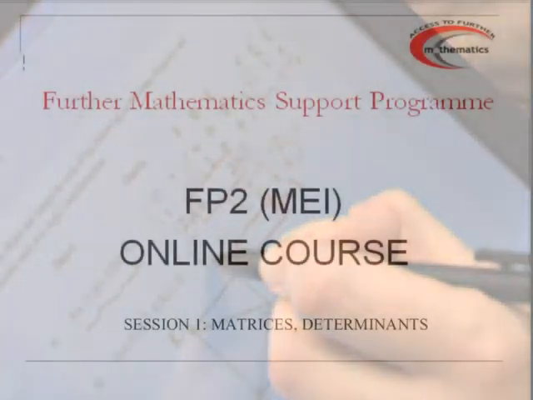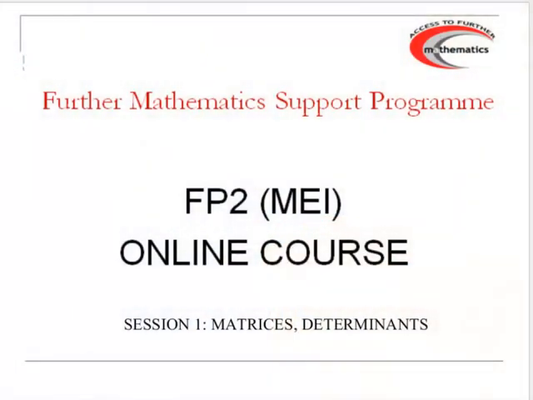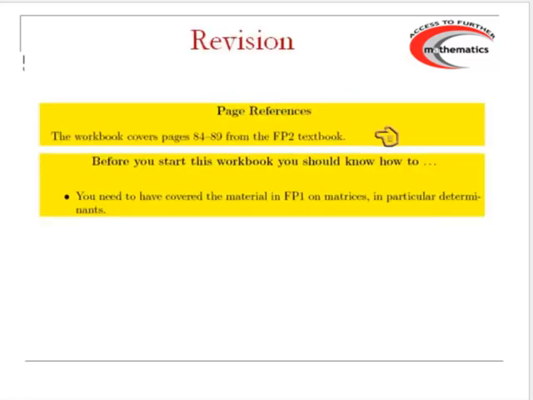Each tutorial starts with an introduction to the material. So this is going to be the first session of your FP2 course, and we're going to pick up with matrices, which was a new topic for a lot of you in FP1. And we're going to start with looking at some determinants. I just want to show you which bits of the textbook we're aiming for. So we're looking at pages 84 to 89. Those sections within the textbook assume that you've covered the material on matrices in FP1.